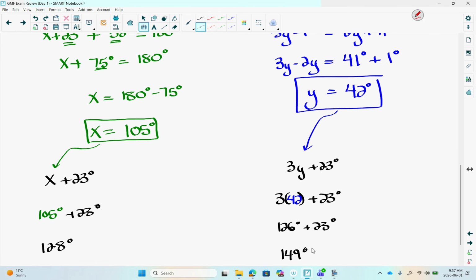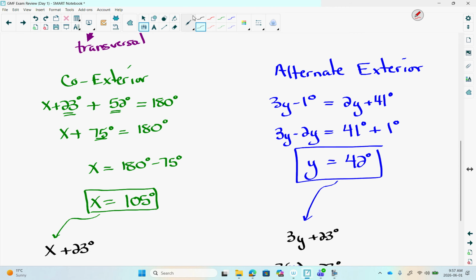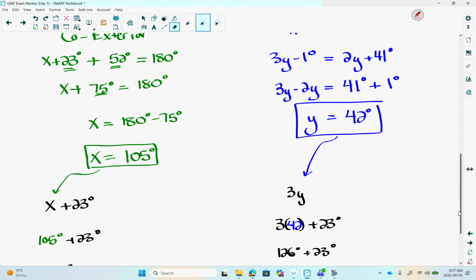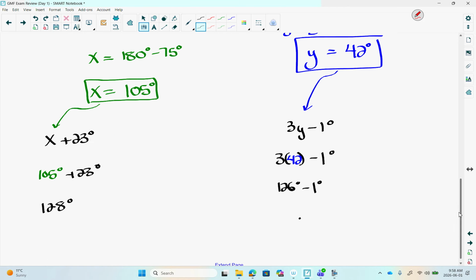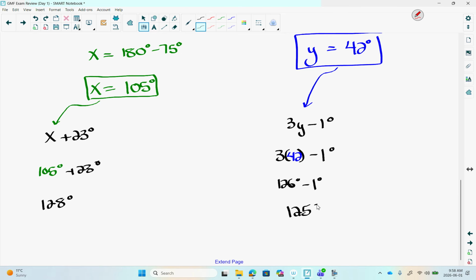Where am I getting the 23? It shouldn't say 23. What should it say? 3y minus what? Have no idea where I got the 23 from, guys. So, if I write a minus 1 degree, oh, I was looking over here. The 23 in the other one. What's 126 minus 1? 125 degrees. So that's what angle 3 equals.